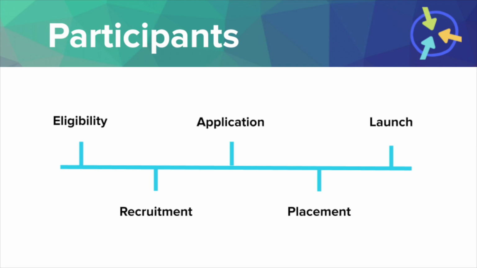Then there's the application. What will your application look like? What questions will you ask? Make sure your application reflects your target participants. For example, unless you only want top academic students, don't ask for GPA as part of the application process. And next you have placement. How will you decide which applicants get to participate? And who will make these decisions? After this, you're ready to launch your program.